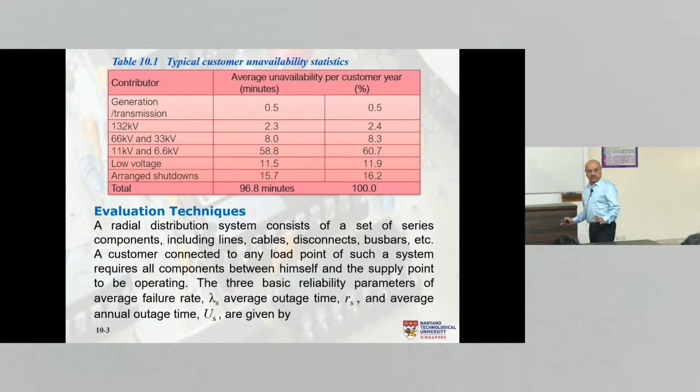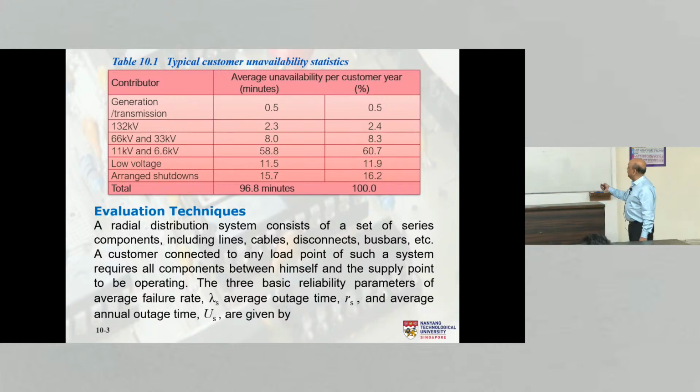Usually, most distribution systems are radially connected. Now, a radial system is probably not the most reliable, but it is the most prevalent. Truth be told, some systems are connected to a mesh or a ring. I will talk about that as well a little bit, but to begin with, we'll start with a radial distribution system. It consists of a set of series components, including lines, cables, disconnects, bus bars, etc.